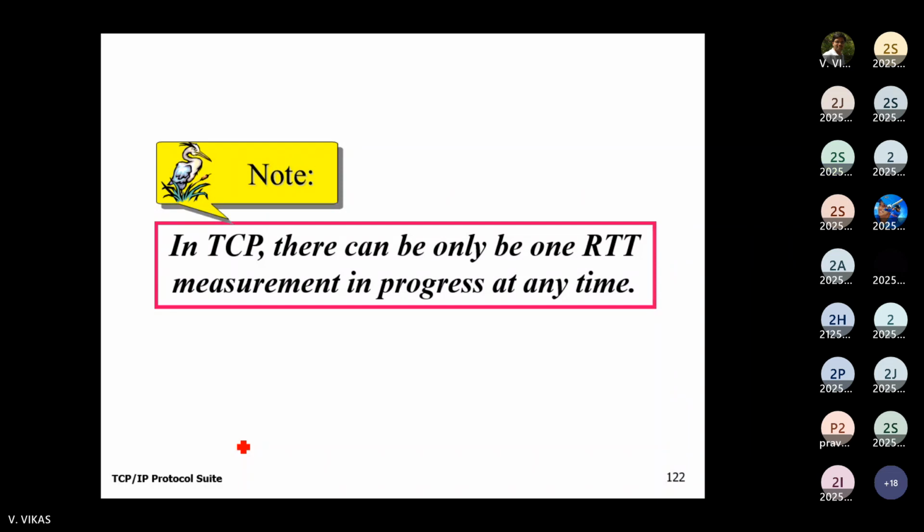Mute, sir. Audible now? Yes, yes, sir. Okay.